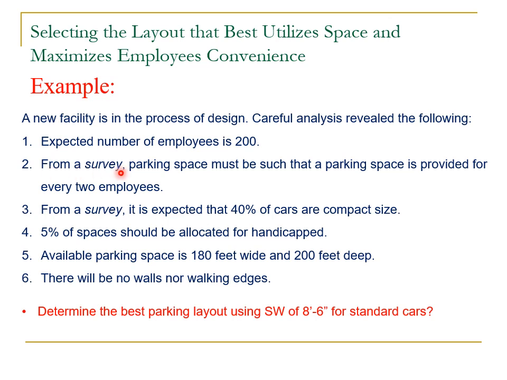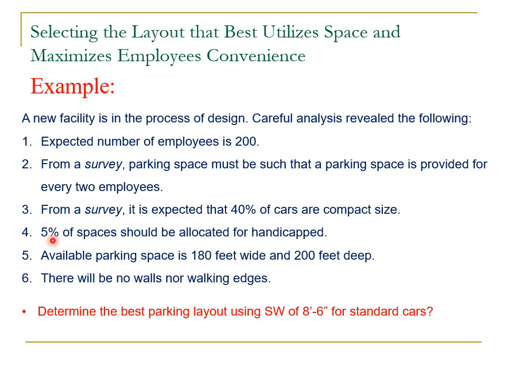A survey is conducted, and it said that a parking space must be provided for every 2 employees. So you can combine these two pieces of information with each other. 200 employees will be working, and a parking space is necessary for every 2 employees. Again, from a survey, we know that 40% of cars are compact size cars. So this data is given. You need to allocate 40% of the total parking space for small cars.